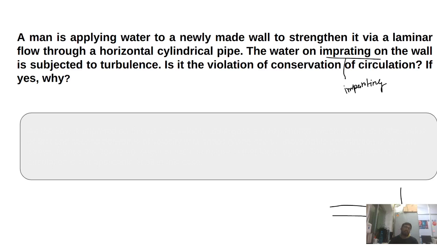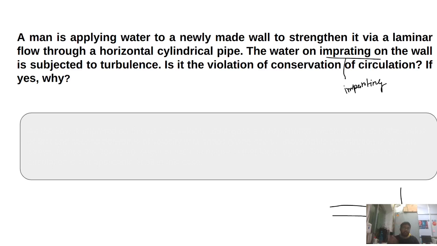Now it is asking that the water impinging on the wall is subjected to turbulence. While it is having a laminar flow, it should not have any circulation associated with it. But as soon as it impinges on the wall, it is subjected to some turbulence. That means there is some circulation present there, but initially there is no circulation. So something is created from nothing, right? So whether this is the violation of the conservation of circulation that we studied.